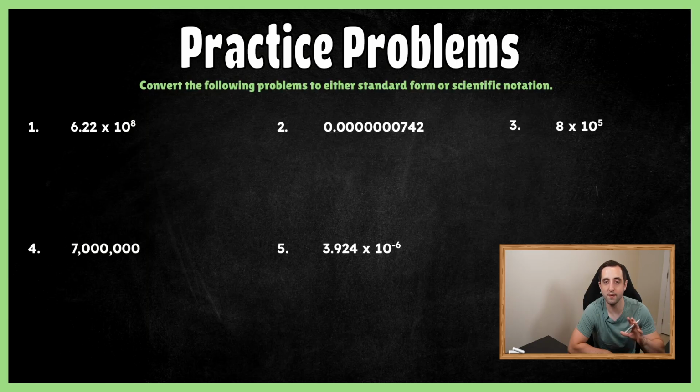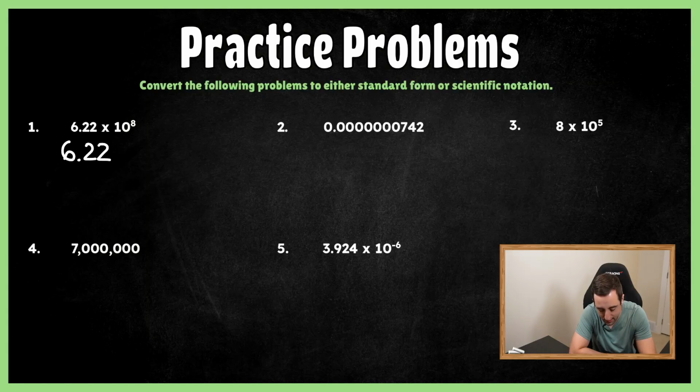So I'm assuming at this point you've tried out all 5 of these and you're ready to go over the correct final answers. So let's go ahead and take a look at the first one. We have something written in scientific notation already, 6 and 22 hundredths times 10 to the 8th. I see that the power is positive, which means we should be moving the decimal point 8 place values to the right. So we have 6 and 22 hundredths.